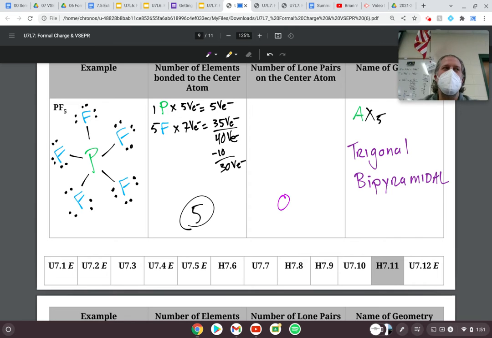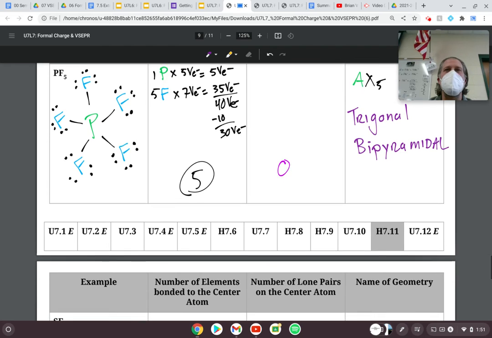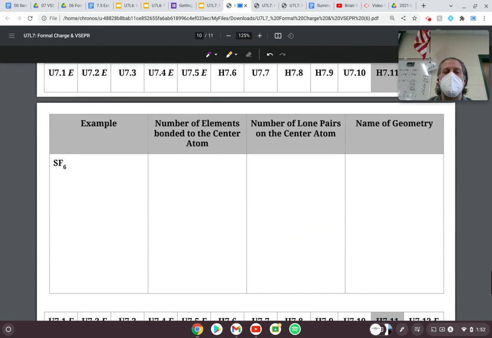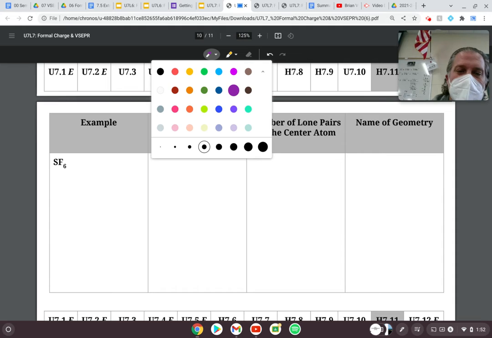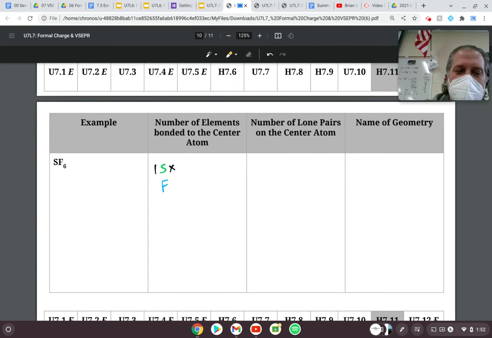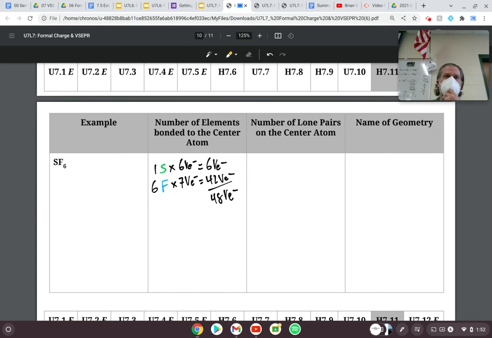The last structure that you are going to be responsible for having some understanding of is on the next slide. It is SF6. I have my sulfur and my fluorines. I have 1 sulfur times 6 valence electrons, so that's 6, and 6 fluorines times 7 valence electrons, so that's 42. Added together, I get 48 valence electrons.